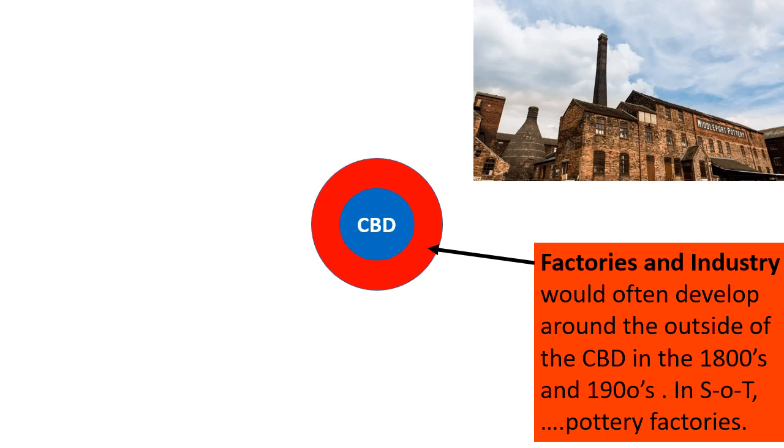Now the next layout of the CBD, that's where the factories and industries would have arrived. And in the 1800s, 1900s in Stoke-on-Trent, typically those would have been pottery factories.